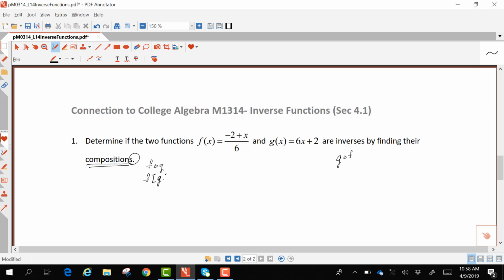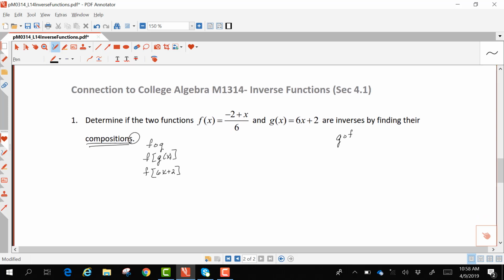So this is f of g of x on the left side, which can also be rewritten as f of 6x plus 2. Now, I'm working with the f function, so I go over to where the f function is defined, and in place of the x, I put the 6x plus 2. So this becomes a negative 2 plus the new 6x plus 2 all over 6. This simplifies into 6x over 6, which is x, which is good. Remember, the goal is to see if the result is x. So I'm good on the f composition g.